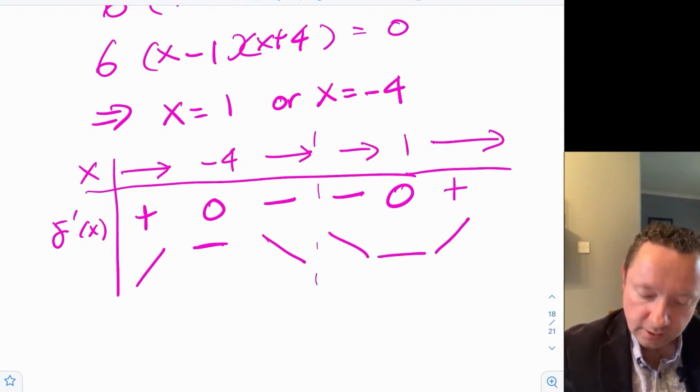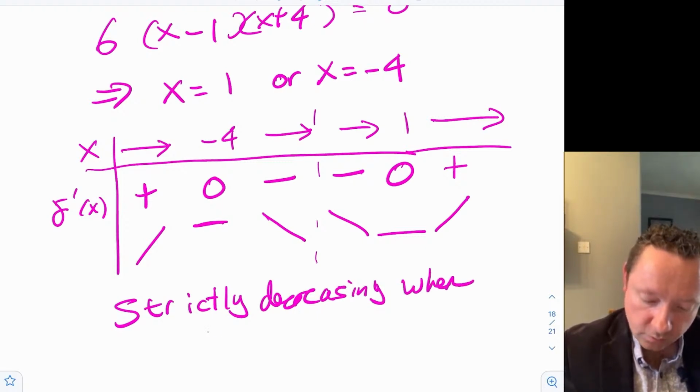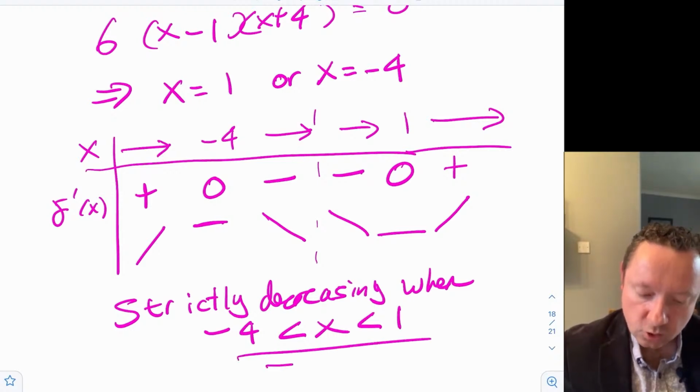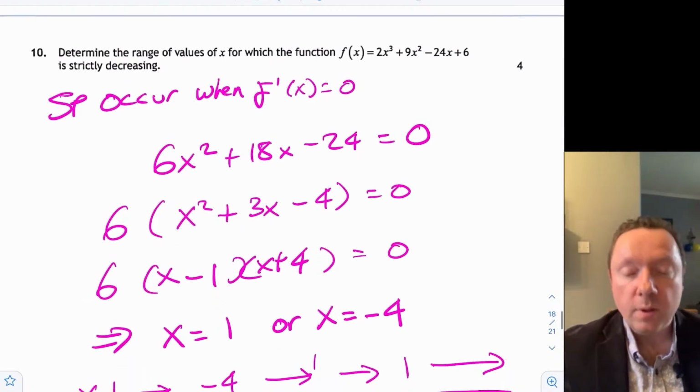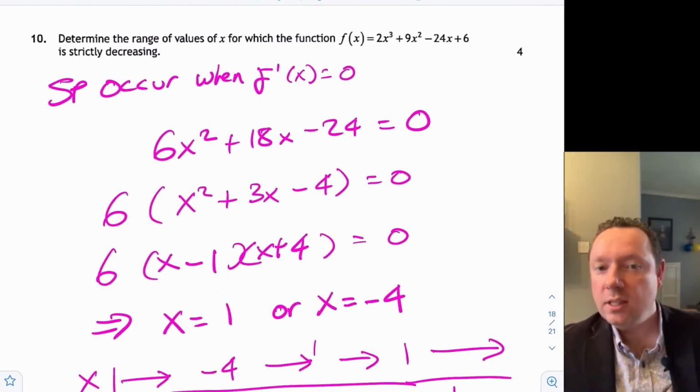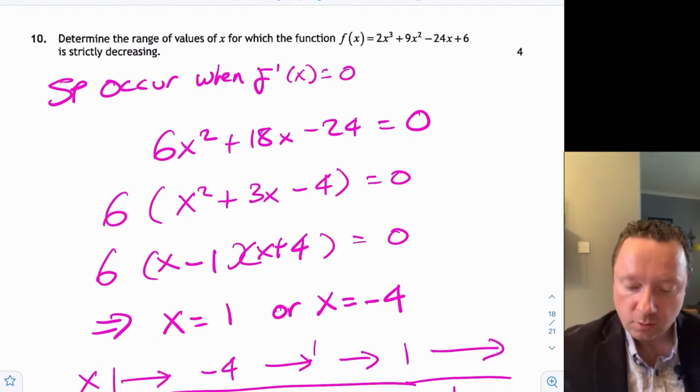And then it's increasing. So we could say strictly decreasing when minus 4 is less than x is less than 1, in between those two numbers. And that works as well because the function is continuous. If it was discontinuous, you'd be a little bit knackered, but we know it's continuous because it is.